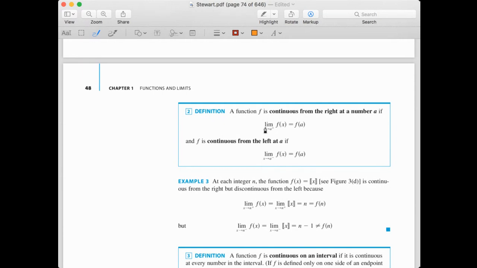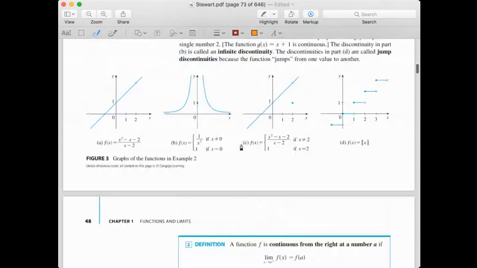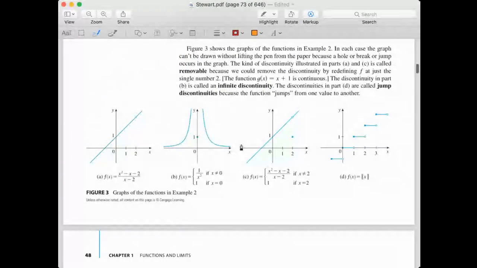So this definition is saying left continuous or right continuous. If the function value equals the right limit, we call it right continuous. If the function value equals the left limit, we call it left continuous. So for this function, everywhere the function is right continuous, because the right limit equals the function value. The right limit equals the function value. So it's called right continuous.